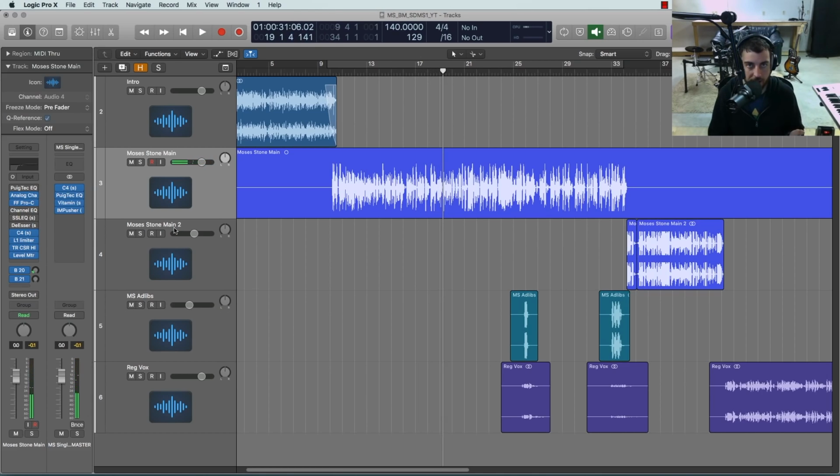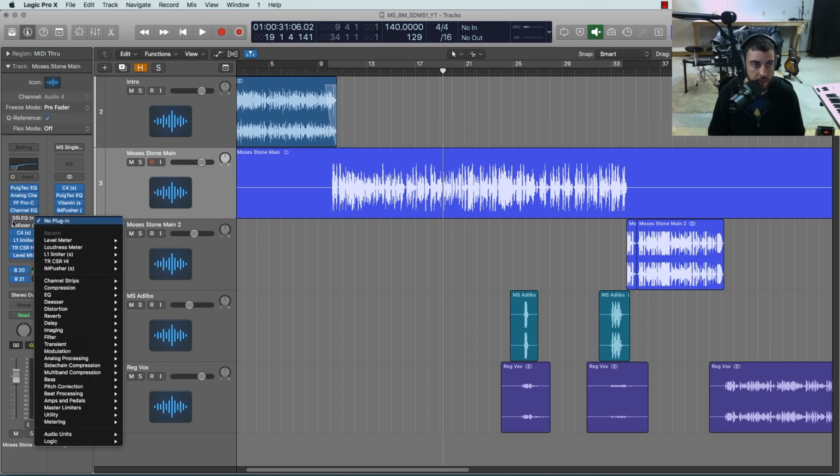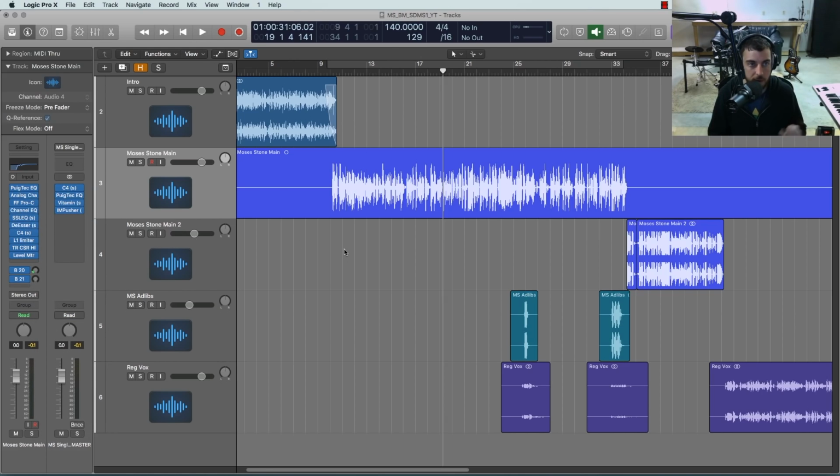So there we have the bounce, and it's in the pocket, but we don't have that separation, that high end that's going to give us that air between the vocal and the beat.